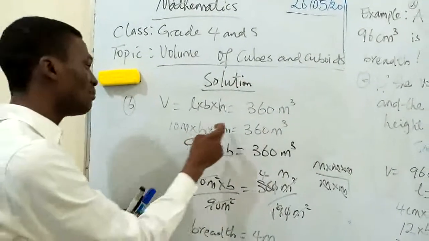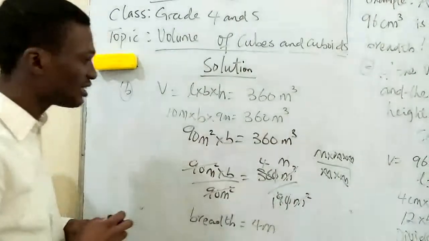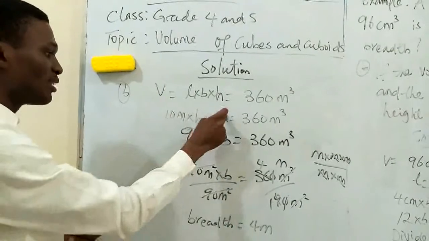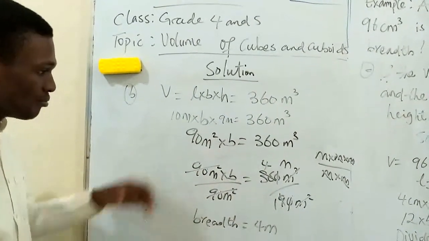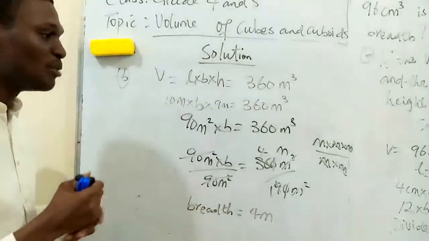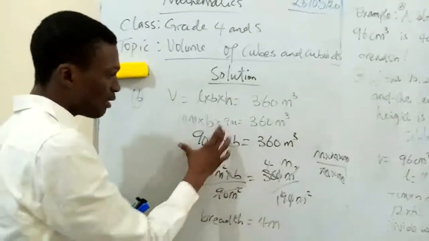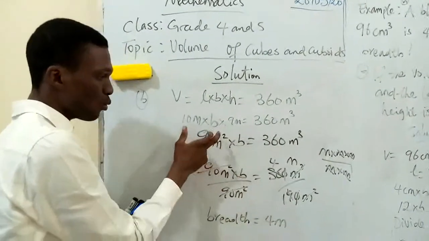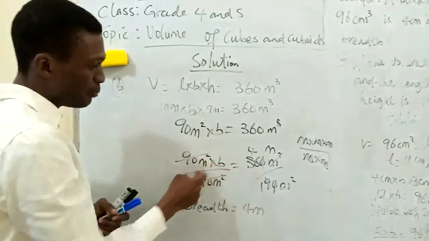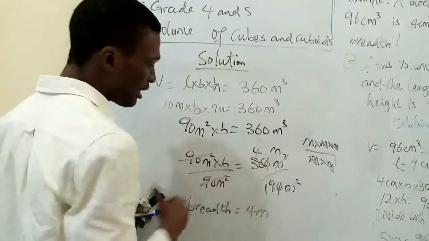So 10 times 9 gives us 90, times our breadth equals 360 meters cubed. Now we wrote meter square here because meters times meters gives us meter square. So at this point we have 90 meters square times breadth gives us 360 meters cubed. We are interested in our breadth, so we divide through by 90 meters square so that this will go. This crosses this, and we are left with our breadth B. Here we have 360 meters cubed all over 90 meters square.